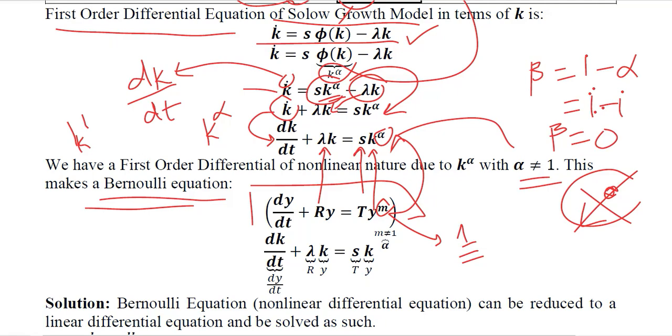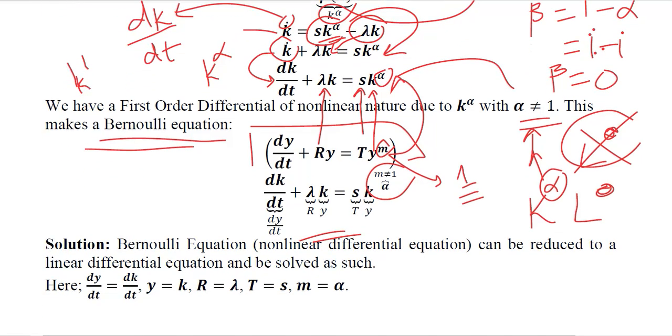And also labor cannot have the power of 0, because if it is 0, it means that alpha will be equal to 1. So already alpha is proven not to be equal to 1. So when alpha is not equal to 1, it means that labor will also be not equal to 0. So both of the possibilities are dropped, which means that we have a Bernoulli's equation, and we have extracted these values just like we usually do, and we can note these values here.